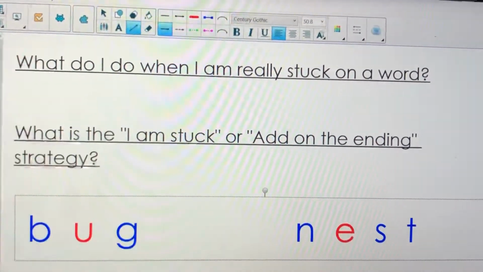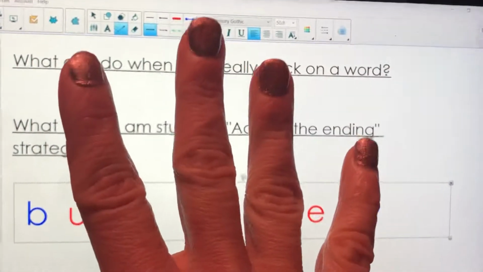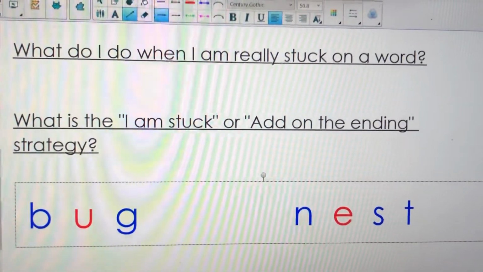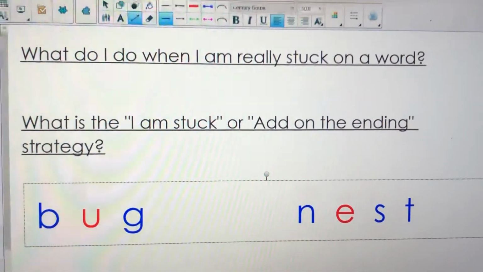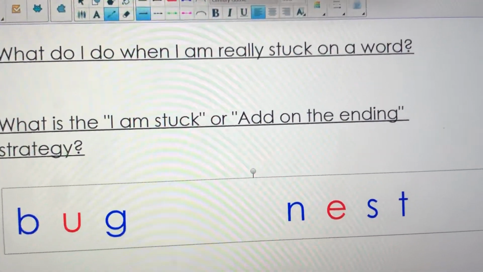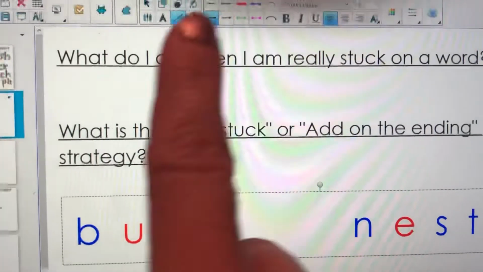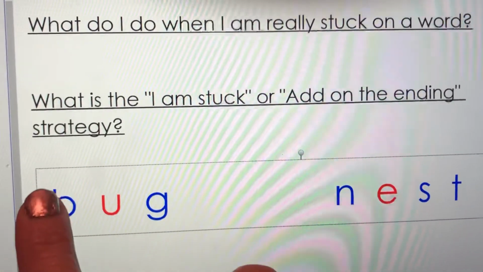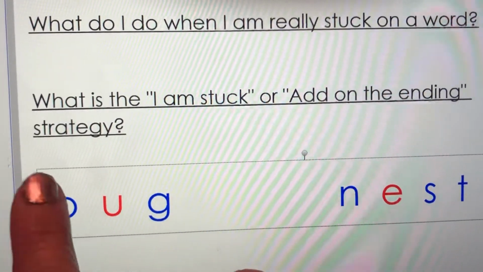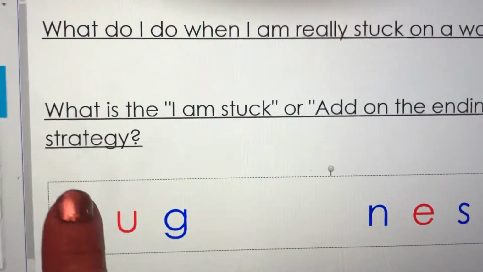Don't give up. Instead, try the fourth blending strategy. This is not one that you're gonna use all the time because it adds an extra step to the blending process, but it is a good one to use only when you're super duper stuck. Okay, so when you're adding on the ending, you start with a basic tap and sweep. You're gonna tap your finger underneath the letters in the word as you make the sounds, like this.